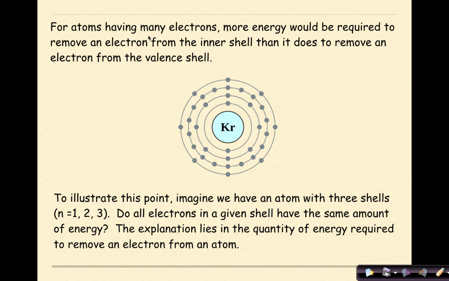For atoms having many electrons, more energy would be required to remove an electron from the inner shell than it does to remove an electron from the valence shell. To illustrate this point, imagine we have an atom with 3 shells, n = 1, 2, 3, or in this case, we have 1, 2, 3, 4. Do all electrons in a given shell have the same amount of energy? Nope, not really. The explanation lies in the quantity of energy required to remove an electron from an atom.